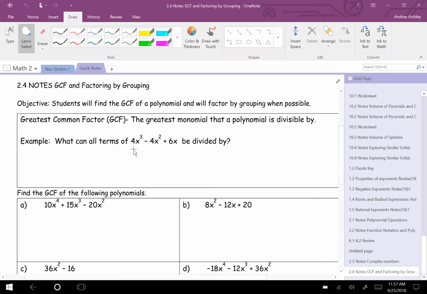So if you look at this polynomial, what can all terms of 4x cubed minus 4x squared plus 6x be divided by? Okay. 2. Okay. So we're going to start by putting it in our box.